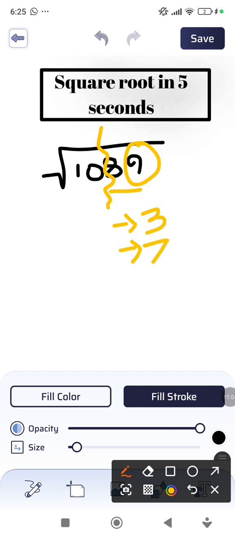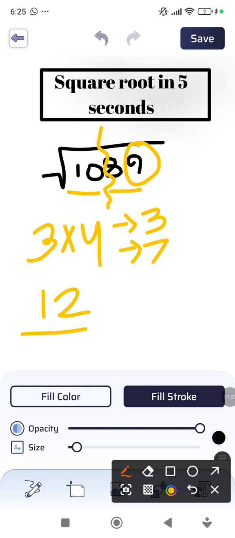Now we will see the first half of the number. This is 10. We need to find the just smaller number which is a perfect square. That number is 9, which is the square of 3. Now we'll multiply 3 with 4, which is the next number, and 3 4s are 12.